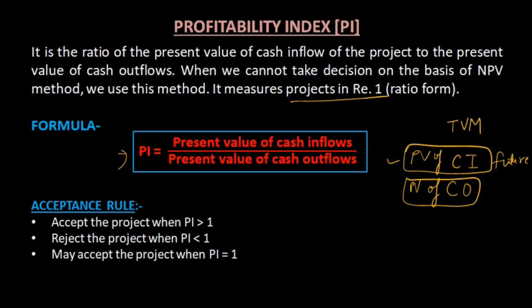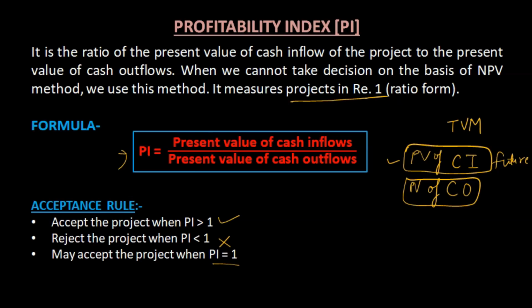So if PI is greater than 1, then we have to accept the project. If PI is less than 1, then we have to reject the project. Understood now? In the formula, in the numerator we are taking inflows and in the denominator outflows, so inflows should be more than outflows. If we are investing some amount today, we definitely want more than that in the future. That means the ratio from the PI method should be greater than 1. Then only accept, otherwise reject. And if it is equal to 1, then it's up to you whether to accept or reject the project.